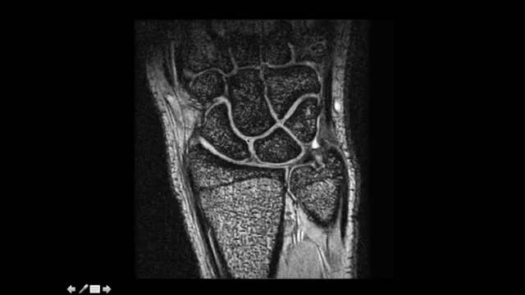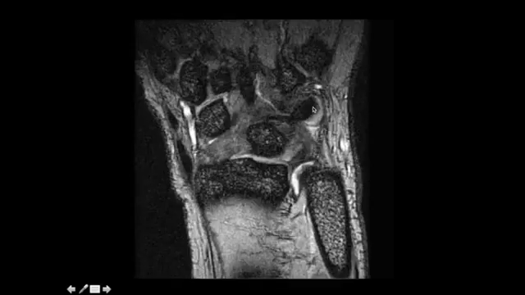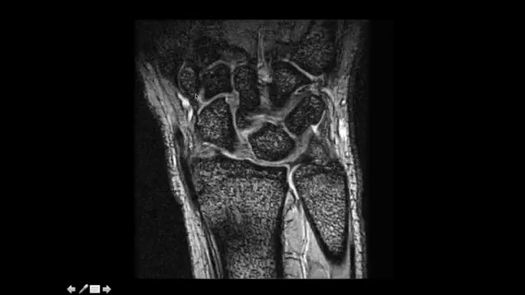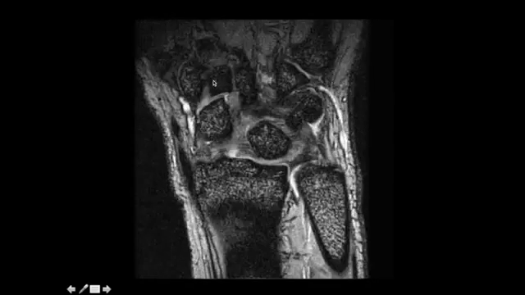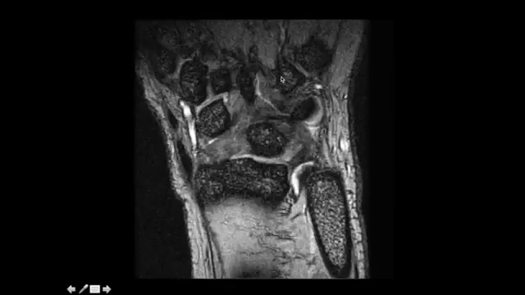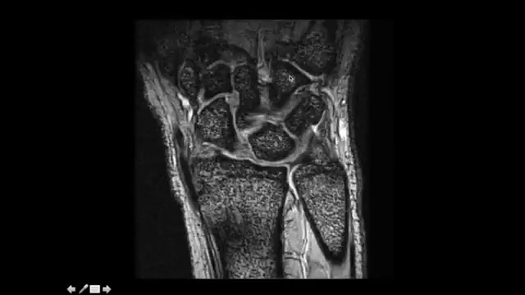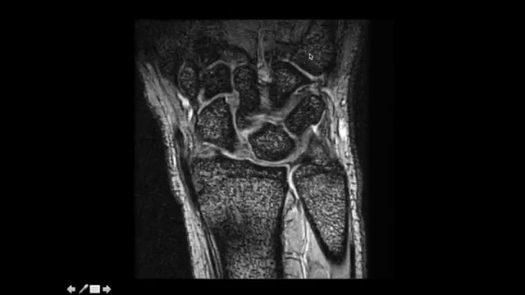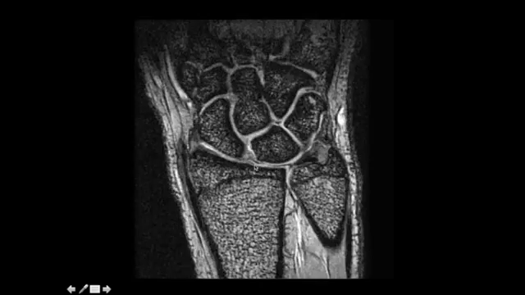We see the scaphoid, lunate, triquetrum, pisiform, trapezium, trapezoid, capitate, hamate, hook of the hamate, and then the bases of the first, second, third, fourth, and fifth metacarpals. This collectively is known as the radiocarpal joint.